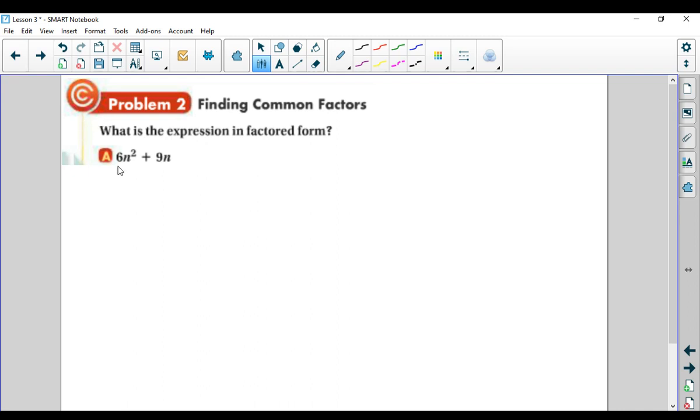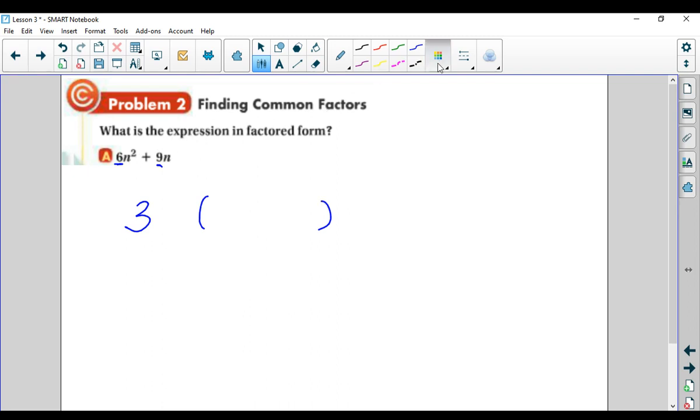All right, so looking at the numbers 6 and 9, the biggest number that will go into 6 and 9 is 3. So we know that's a part of our GCF. When I pull out a 3, you're going to have stuff left over. Remember, factoring is reverse distributive property. So you can check your answer by doing distributive property.